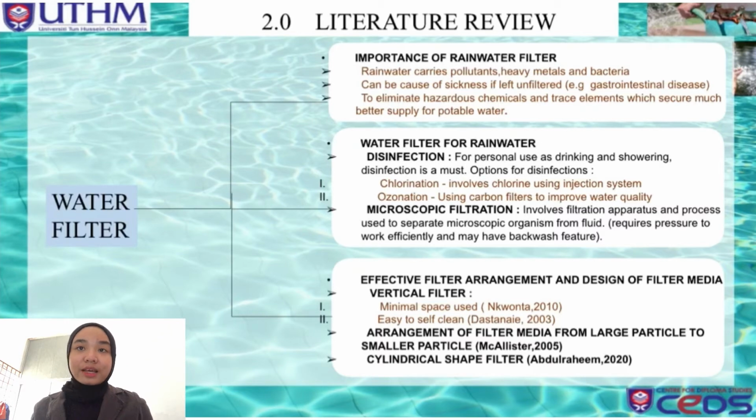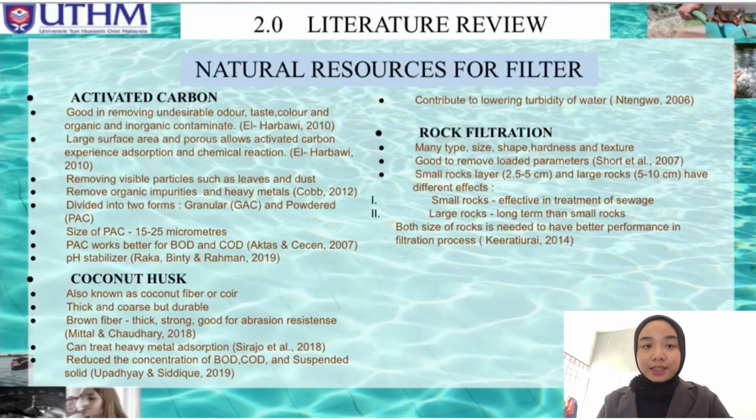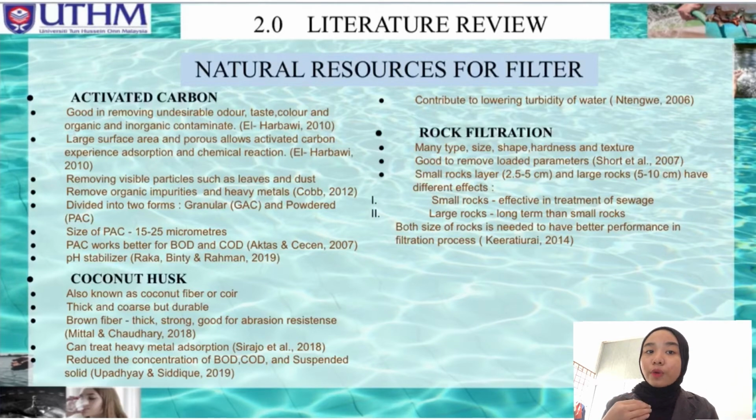The last one is effective filter arrangement and design of filter media. A very popular filter design is the vertical filter. This is because it requires minimal space and is also easy to self-clean. In this study, we use three main natural resources for filtration, which are activated carbon, coconut husk, and rock. Activated carbon is good at removing odor, taste, color, and organic and inorganic contaminants. Other than that, it is also able to remove particles such as leaves, dust, organic impurities, and heavy metals.